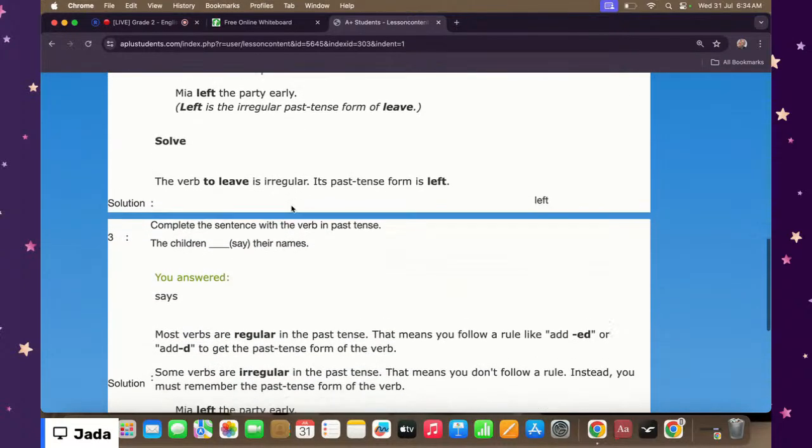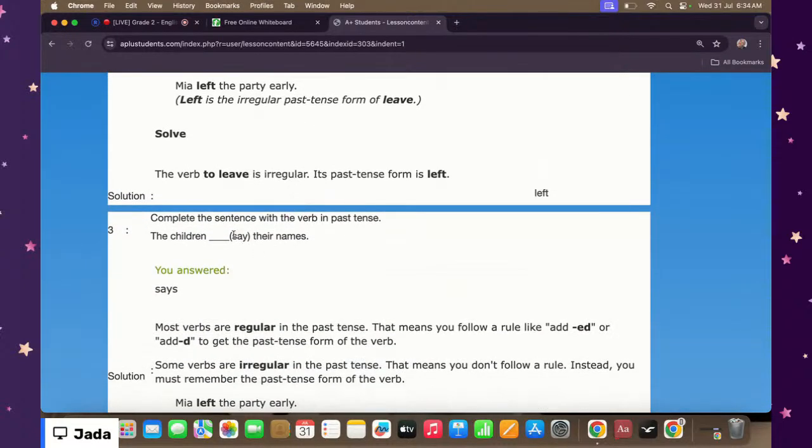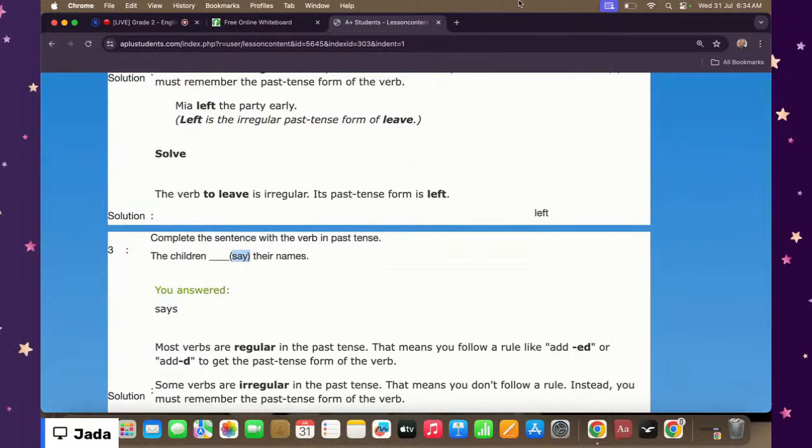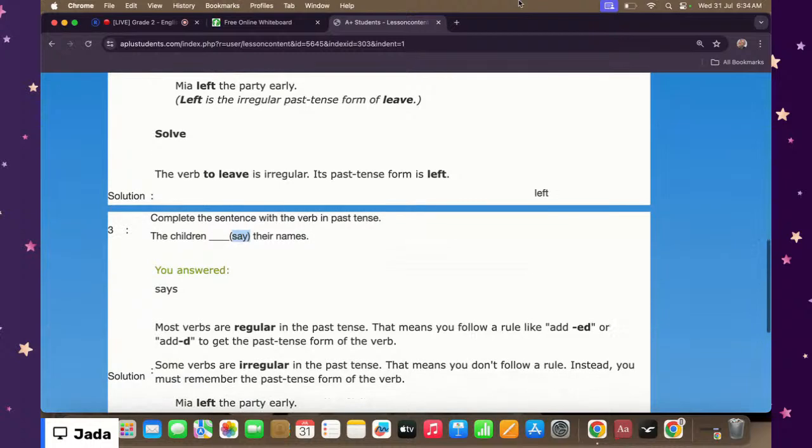The children say their names. So say is in the present. You need to figure out the past tense of say. So what is it? Said. Okay. The children said their names. Okay, let's move on to the test now.